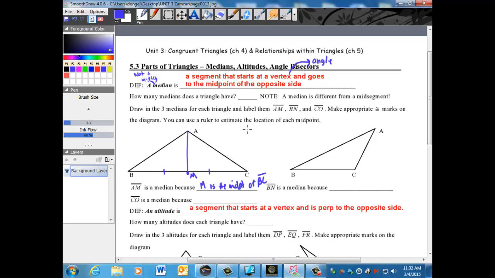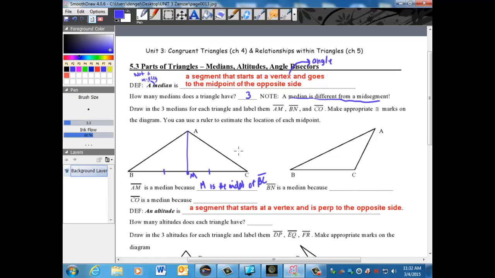Alright, and we're going to do the same for the other two angles. So in a triangle, you will have three medians. No more, no less. Again, a median is different from a mid-segment. You can look at your notes from last unit as to what makes those different. And they want us to draw in three medians.